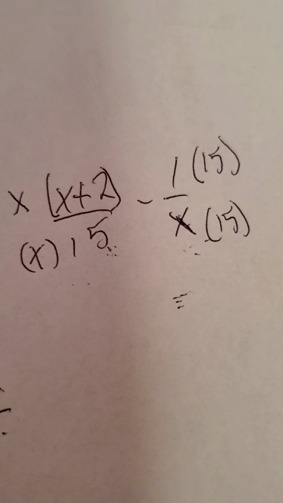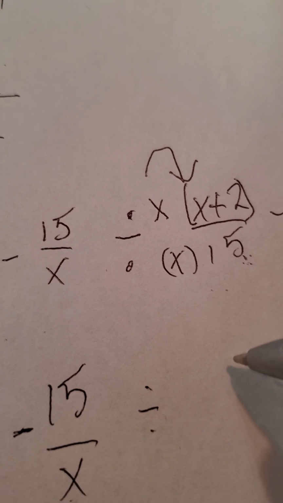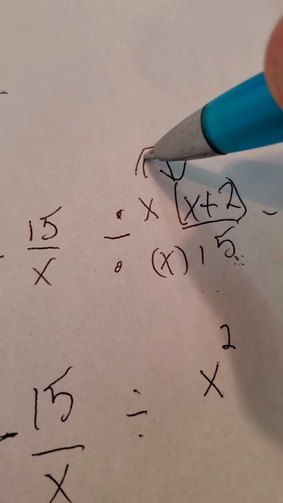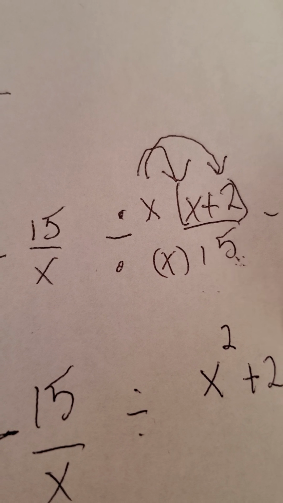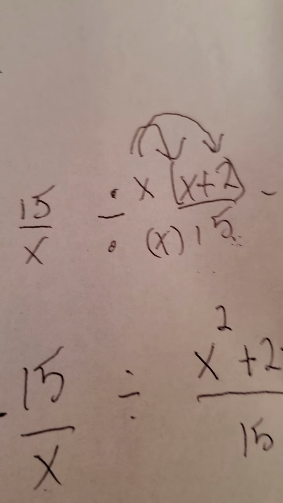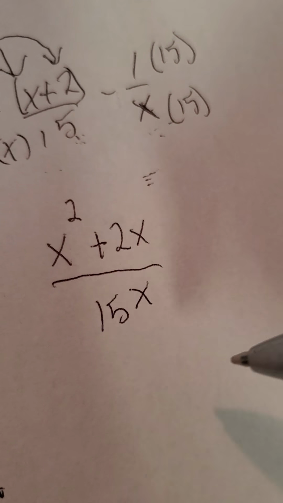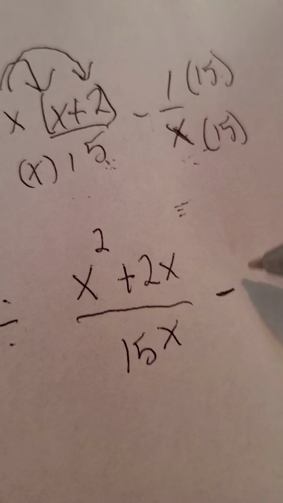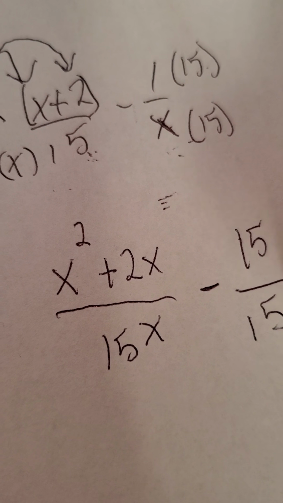Now let's start multiplying this x. Laws of exponents, same base, add those exponents. So x times x is x raised to the 2. And don't forget, we still have to distribute the x to this guy. That'll give me a positive 2x, and that will be over my LCM, which is 15x. I'm going to bring down this minus sign here. On the top, 15 times 1 will give me 15 over 15x.